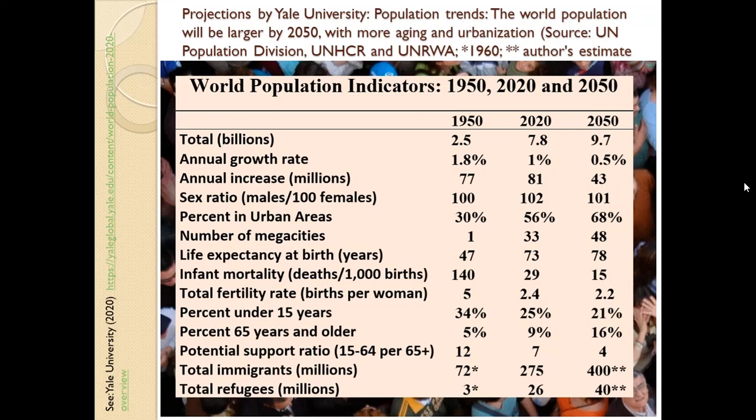As you can see, for instance, the percentage of people 65 years and older has grown from 5% to 9% between 1950 and 2020. And by 2050, it is projected to have increased again to 16%. So you can see all these projections and previous trends. They are showing a picture of a future where we have more people than ever.